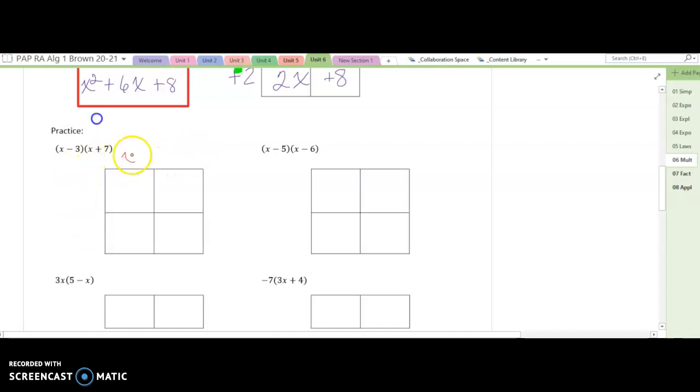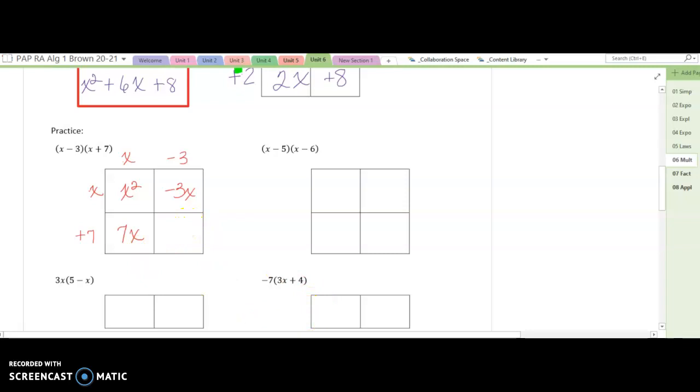So I have an x minus 3. So I have to put the minus 3 there. And then I have an x. The x goes here. Plus 7 goes here. And I'm going to multiply x times x and get x squared. I have a negative 3 times x. That's a negative 3x. Then I have a 7 times x, which is 7x. And then a 7 times negative 3.